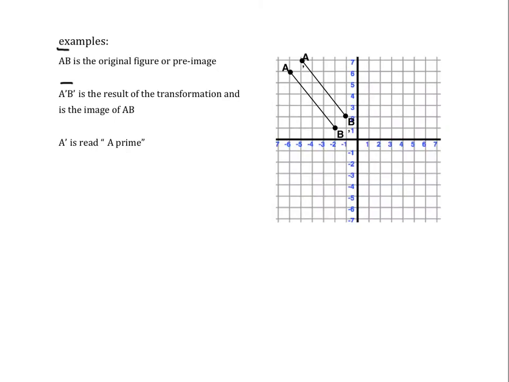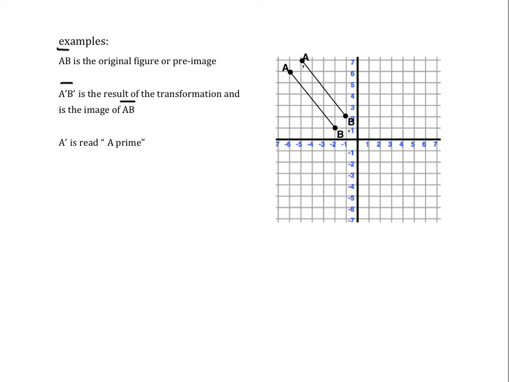In our first example, we see line segment AB, and that's our original figure or the pre-image, and then we see line segment A prime, B prime, which is the result of the transformation and is what we call the image of line AB. When you see that little mark after the letter A, it's called a tick mark. We say A prime is how we would read that.